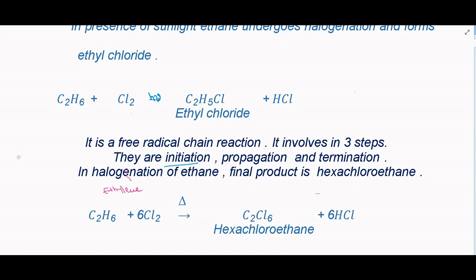What happens in the termination step, the third step? 2 chlorine radicals combine together and form a Cl2 molecule, or 2 ethyl radicals combine together and give us butane here, C2H5 and C2H5. Instead of the ethyl radical, I took the methyl radical over there. That is the only small correction from the last session.